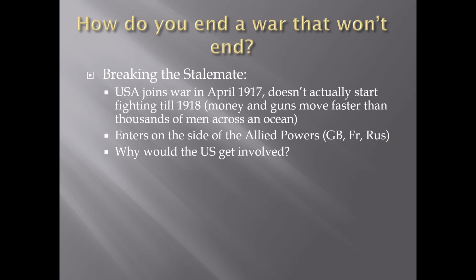So the U.S. is going to join the war in April 1917. It will not actually start fighting until 1918 because it's going to take the U.S. a while to get its army ready to go, get them drafted, trained up. You can move money and guns a lot faster than you can move thousands of men across an ocean. So they will start supplying Britain and France with supplies much quicker than they will get troops over there. That will help Britain and France because they're in pretty desperate straits at this point, right?